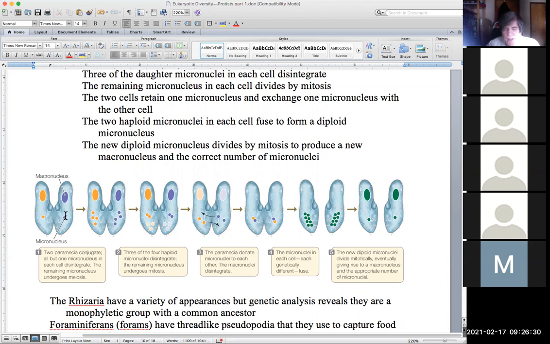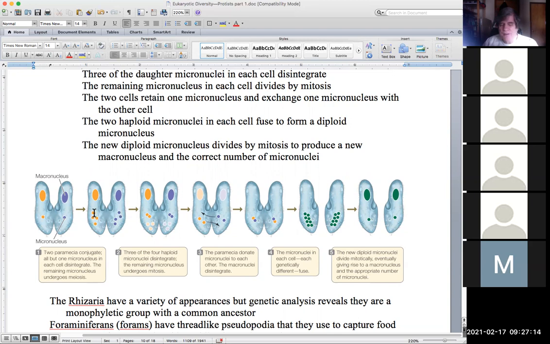Once that happens, the one micronucleus that's left divides by meiosis. So in our next diagram, we have 4 little micronuclei. Now, 3 of these micronuclei disintegrate. So I know, why bother to go through meiosis? Well, this micronucleus over here in the first diagram is diploid. After meiosis, this micronucleus in the second diagram is haploid. So all of the micronuclei except one of these little orange ones and one of these little purple ones disintegrate.